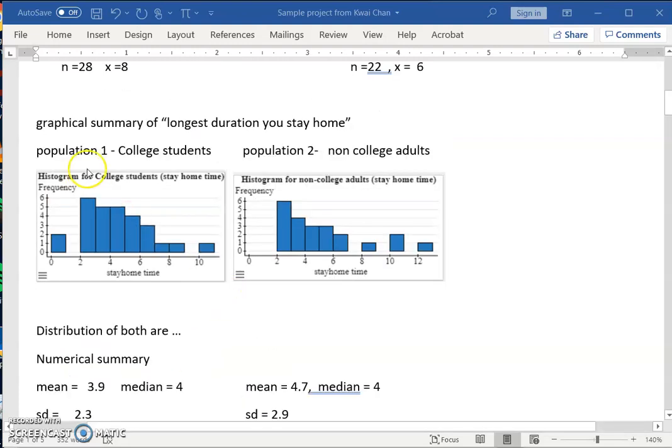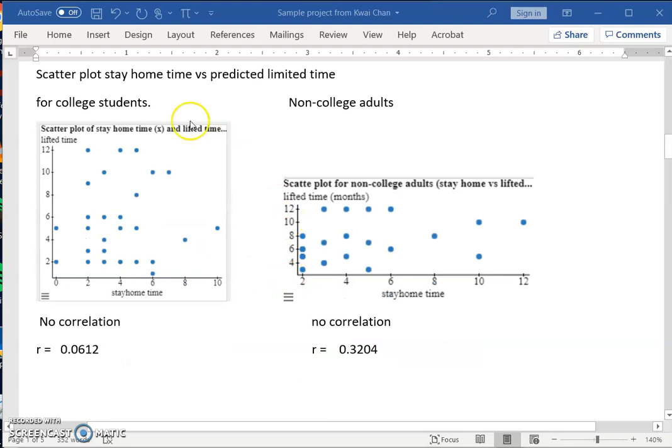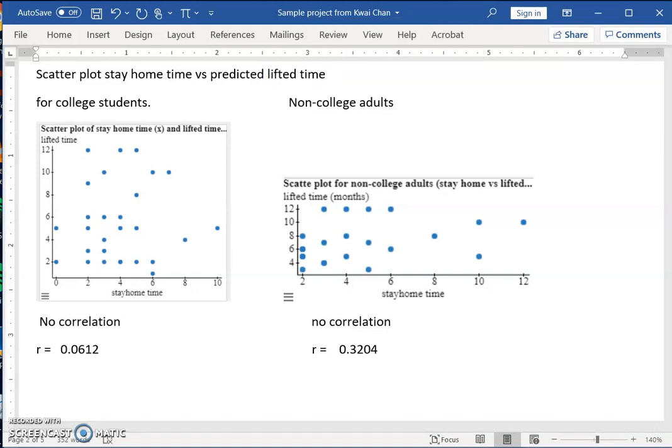And we have two samples. Population one is college students. Population two is non-college students. We also created a scatter plot for the two samples for pairs of quantitative data of stay home time versus predicted lifted time. I think I should say lifted time here. How long do you think that shelter in place will be lifted in California?